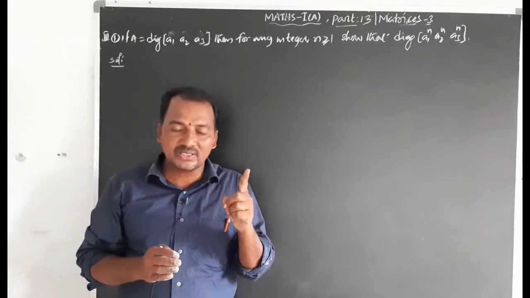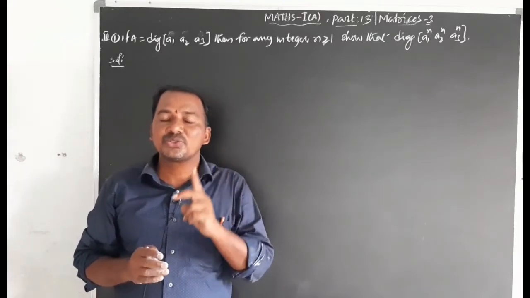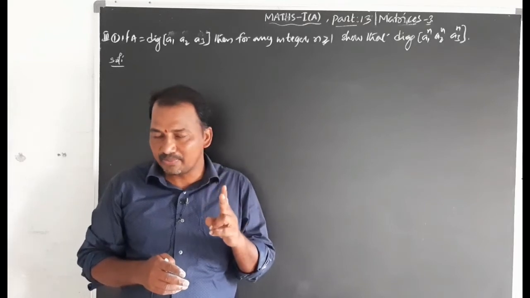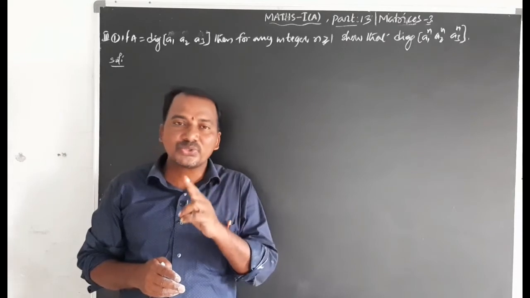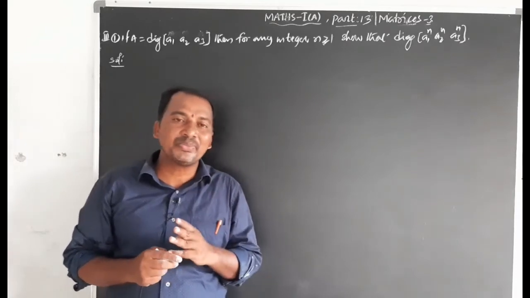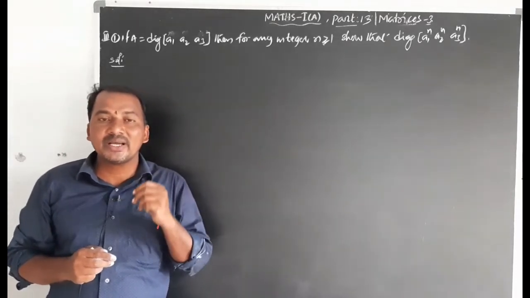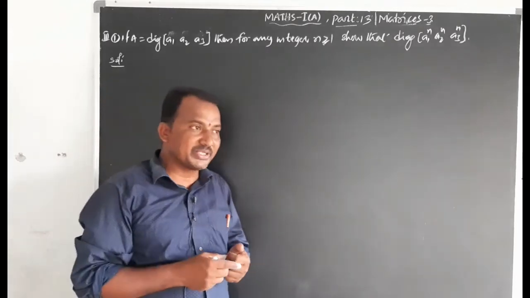First step is true at n equals 1. Second step, assume that it is true for n equals k. And third step, show that it is true for n equals k plus 1.